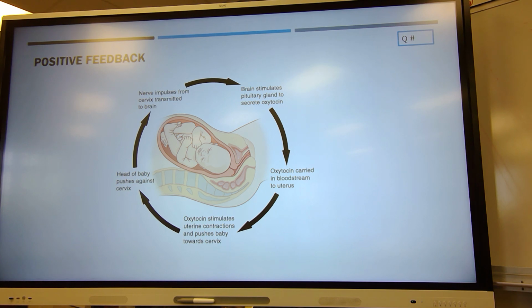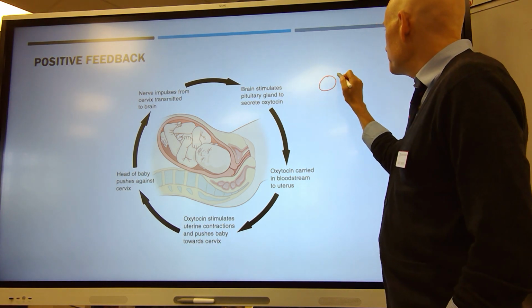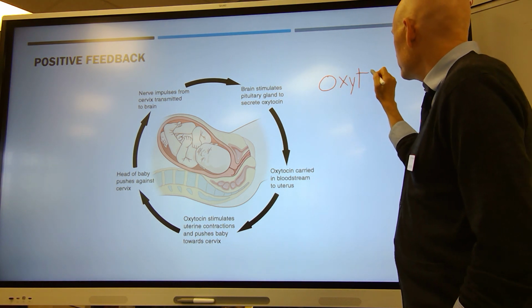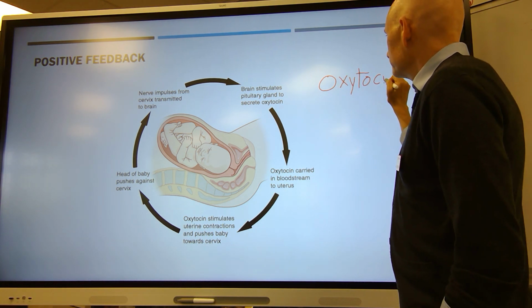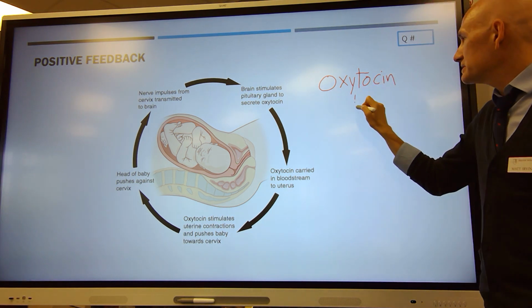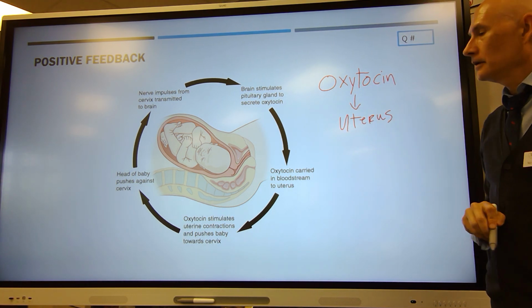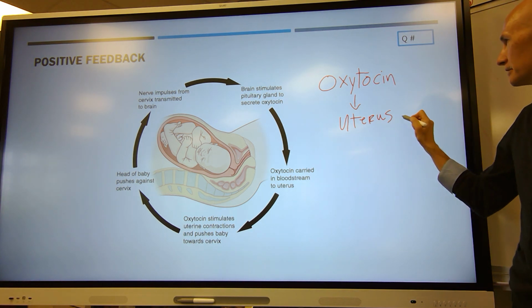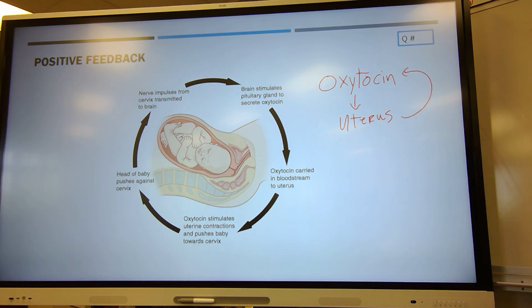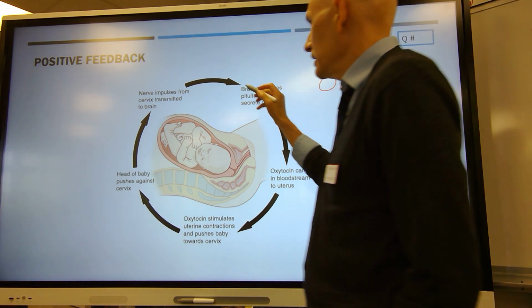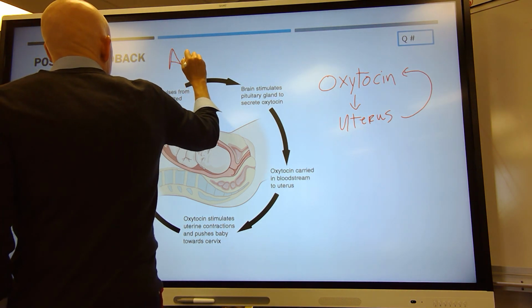All right, some positive feedback. So birthing, labor. This begins with the release of oxytocin. This stimulates the uterus to contract. And then that stimulates the release of more oxytocin. So a positive feedback isn't a countermeasure, it's an amplifying measure.